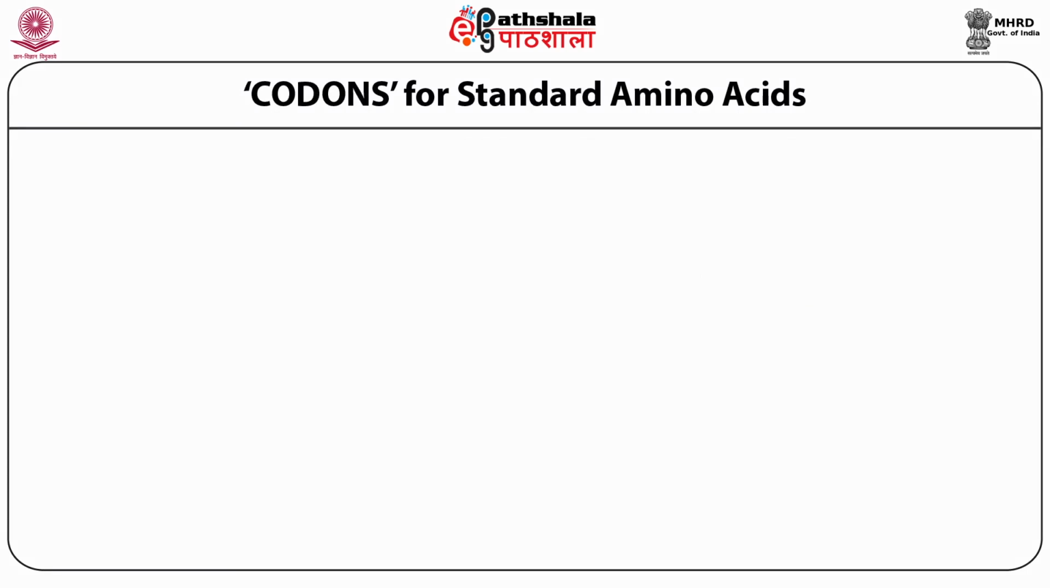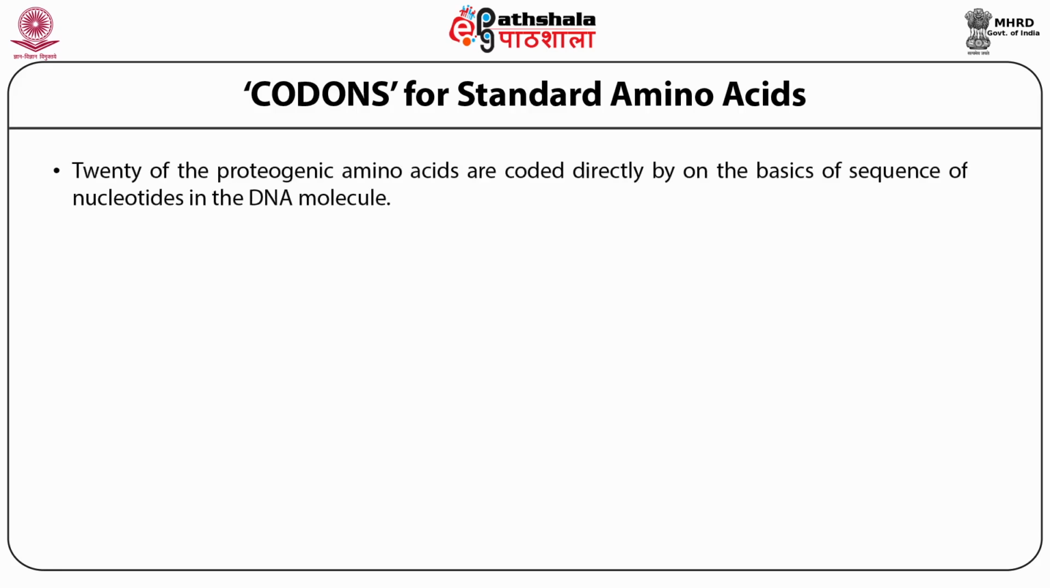Now I want to link your amino acids to your genetic information. Codons for standard amino acids are dependent on the nucleotide sequence on our DNA molecule and code amino acids on our proteins. 20 of the proteogenic amino acids are coded directly on the basis of sequence of nucleotides in DNA molecule. This links our proteins to our genetic code.